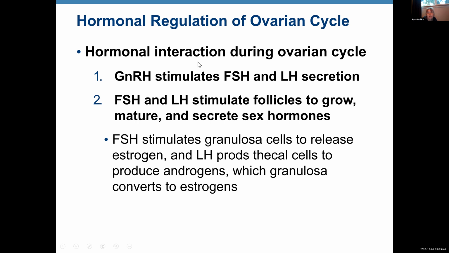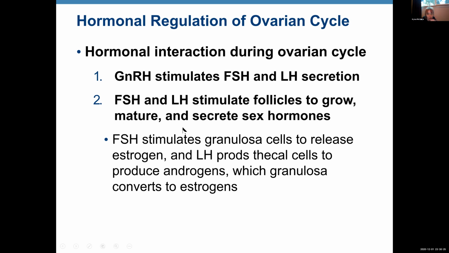So hormonal interaction during the ovarian cycle. We have GnRH, gonadotropin releasing hormone, by the hypothalamus that stimulates FSH and LH secretion from the anterior pituitary. So the hypothalamus and anterior pituitary secrete FSH and LH. FSH and LH stimulate the follicle to grow, mature, and secrete sex hormones. FSH stimulates granulosa cells to release estrogen. LH stimulates theca cells to produce androgen that granulosa cells convert to estrogen.